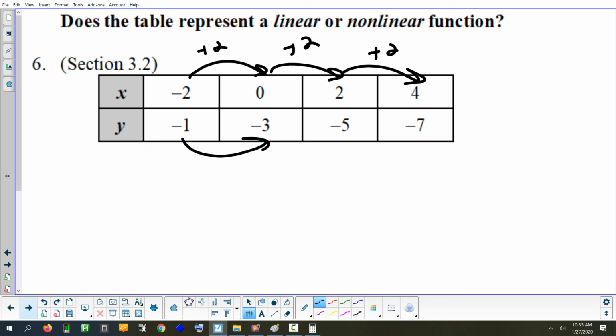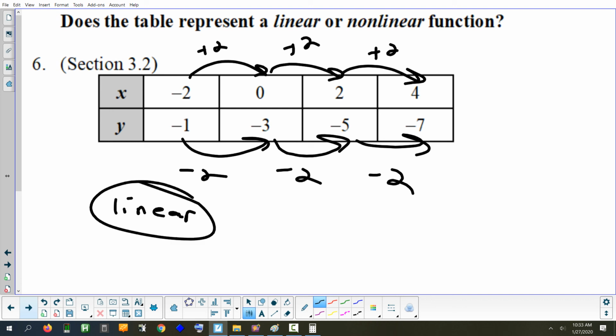How do you get from -1 to -3? 2. -2. -3 to -5? -2. -2. Next one? -2. Perfect. So that means it's linear. Okay, that's how you tell if it's linear.